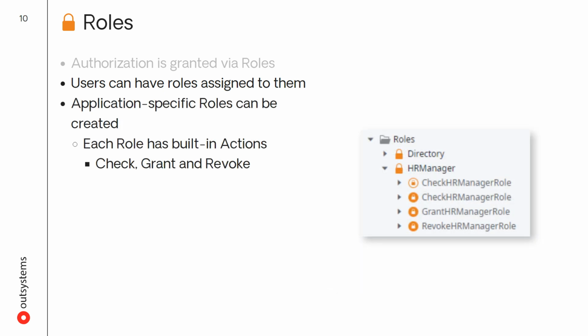You can create as many application-specific roles as you want to, and use them as well to handle authorization in your applications. Every created role has 4 built-in actions that you can use to check if a user has a certain role, to grant a role to a user and to revoke a role from a user.